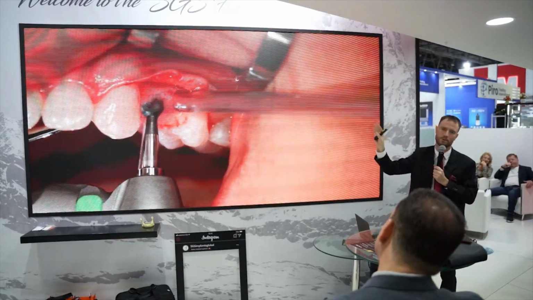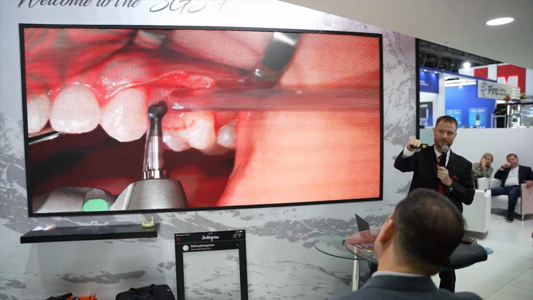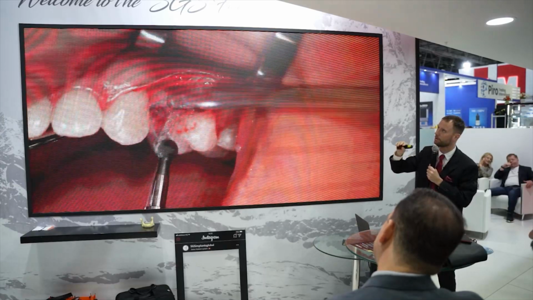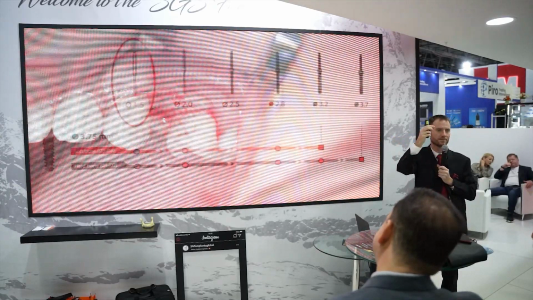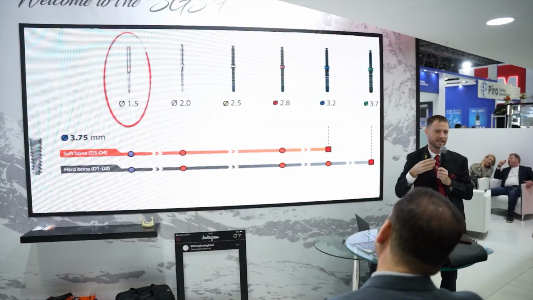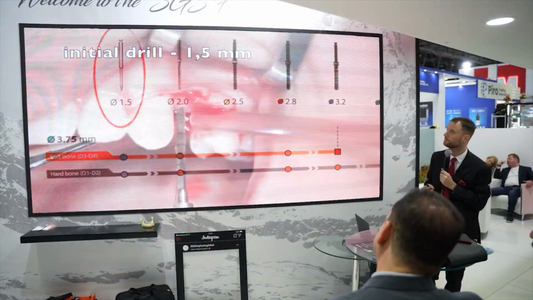So I use a big ball burnisher. Some implant systems have it in there. I just put an extra big ball to flatten the bone to be sure that my drills are not slipping away, because they can anytime happen to you.